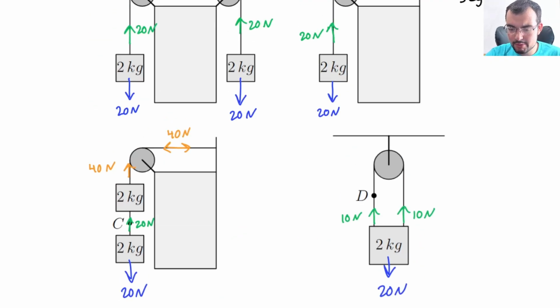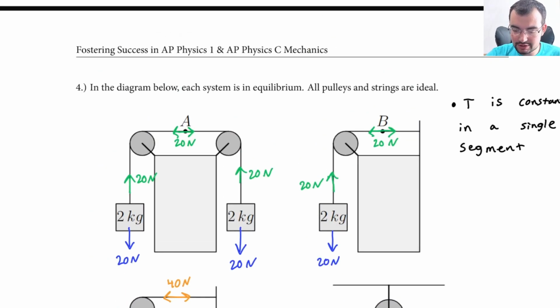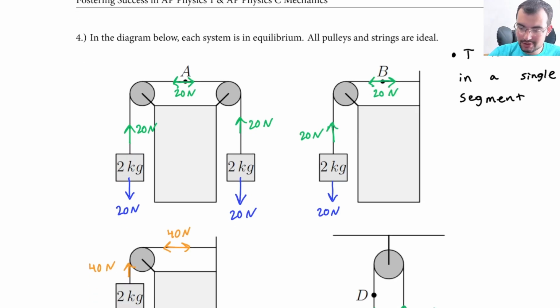So again, that's just how we tackle these ideal string situations: a continuous segment of string, meaning it is all string. It is the same string. If you unwound it, tension will be the same throughout.